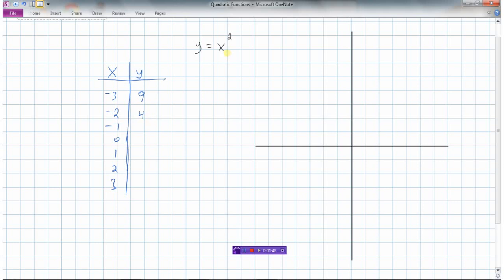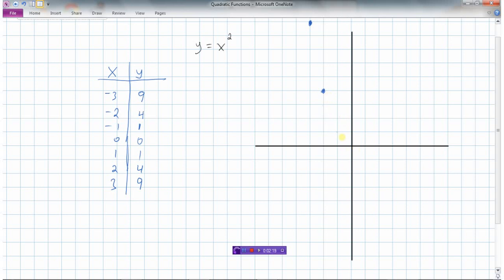Minus 1 in for x, negative 1 times negative 1, when we square that is 1. Put in a 0. 0 times 0 is 0. Put in a 1. 1 squared is 1. 2 squared is 4. 3 squared is 9. So now if I'm going to plot these points on my graph, if x is minus 3 and y is 9, 1, 2, 3, 4, 5, 6, 7, 8, 9, right up at the top here. If x is minus 2, y would be 1, 2, 3, 4.